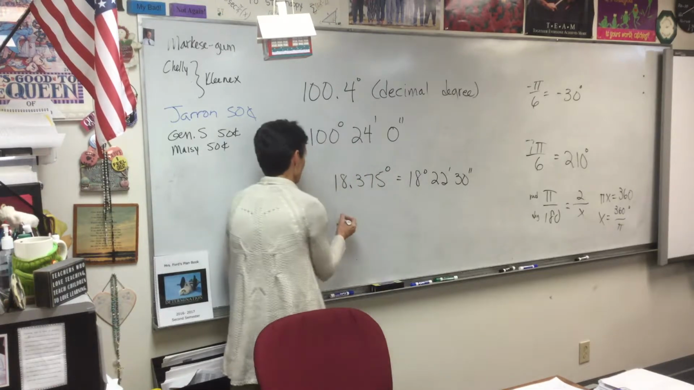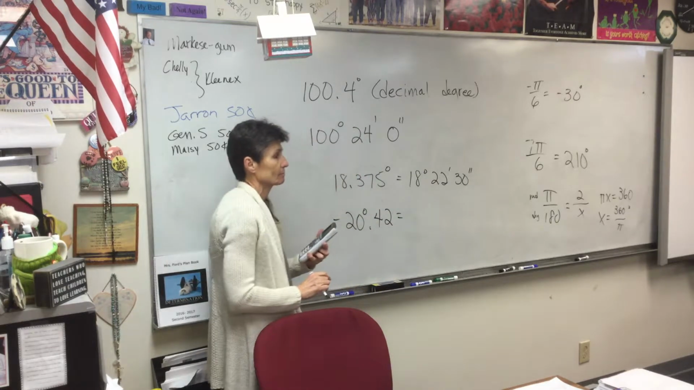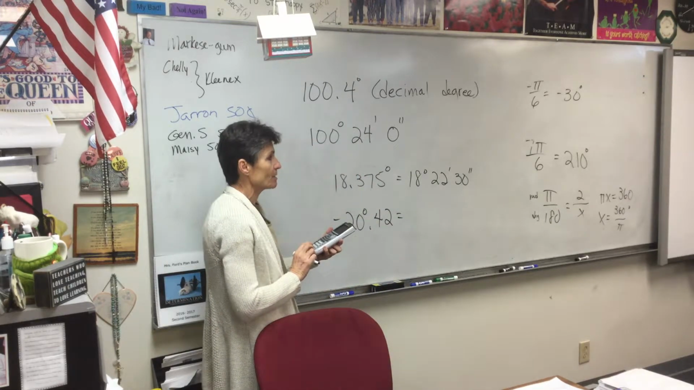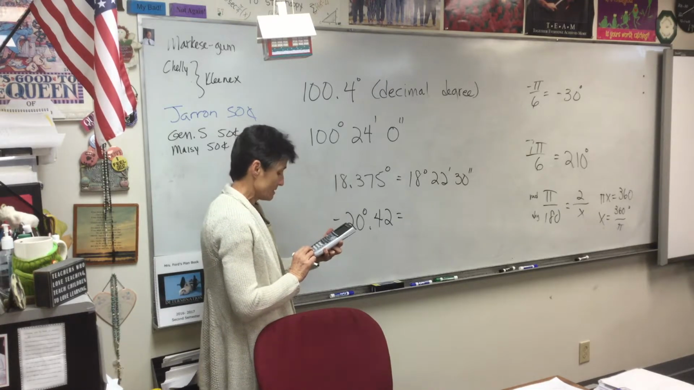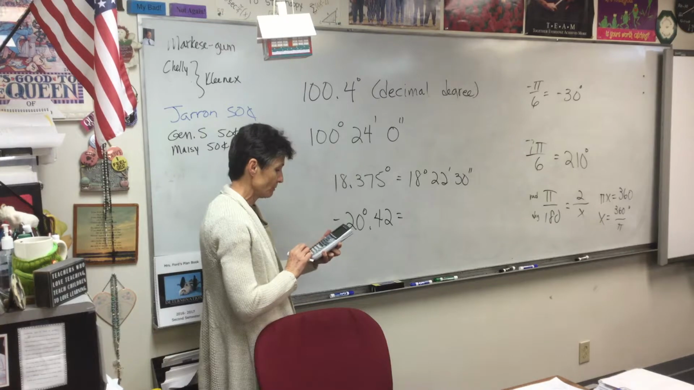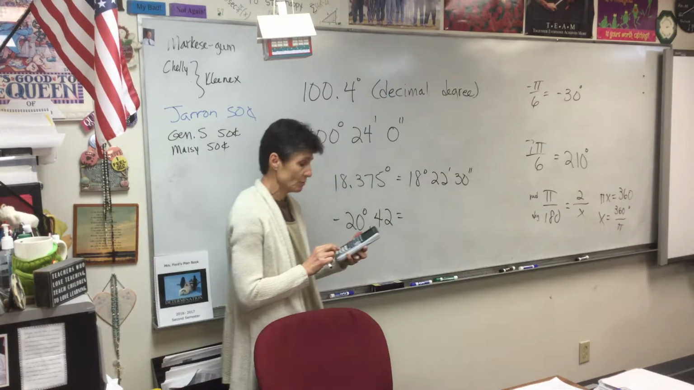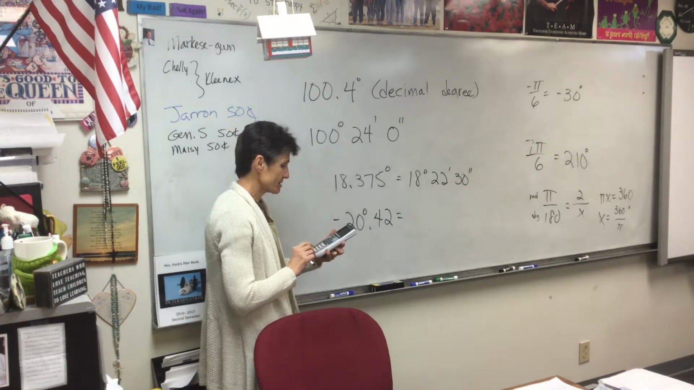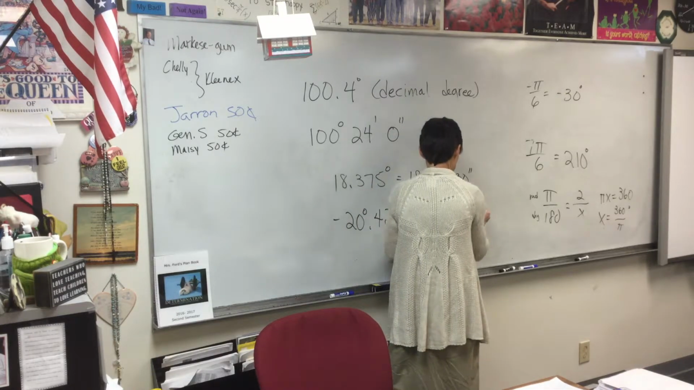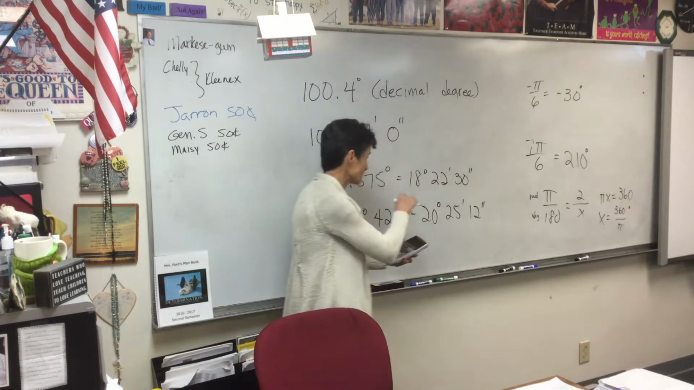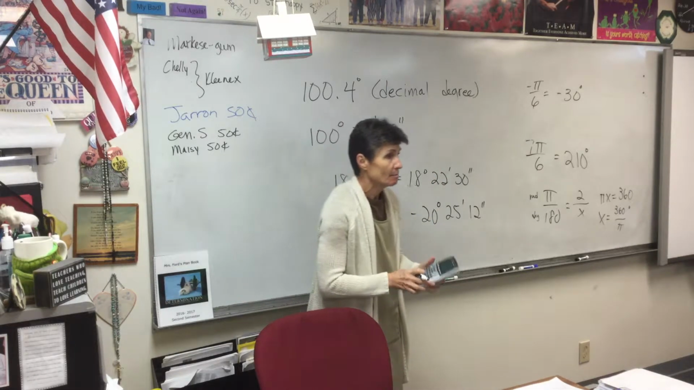Negative 20.42. So we type in negative. Everybody knows where the negative button is on your calculator, down by the enter, down by the decimal point. Negative 20.42. Second apps. That's your angle menu. Down to DMS. What'd you come up with? 25 minutes, 12 seconds. Okay, make sure you're using those little hash mark symbols to delineate: quotation for seconds and apostrophe for minutes.